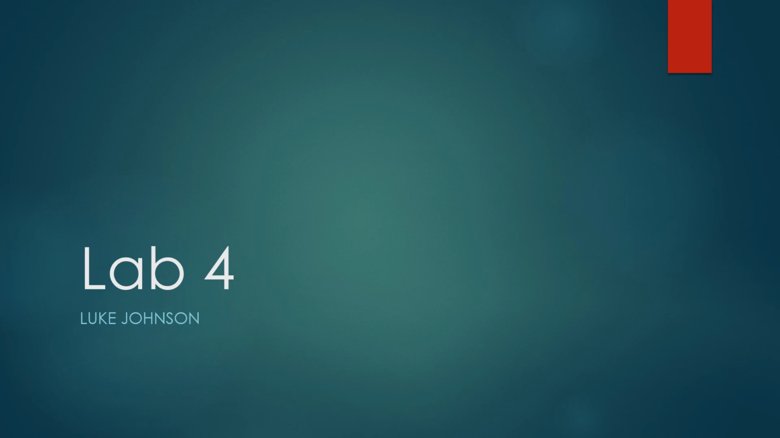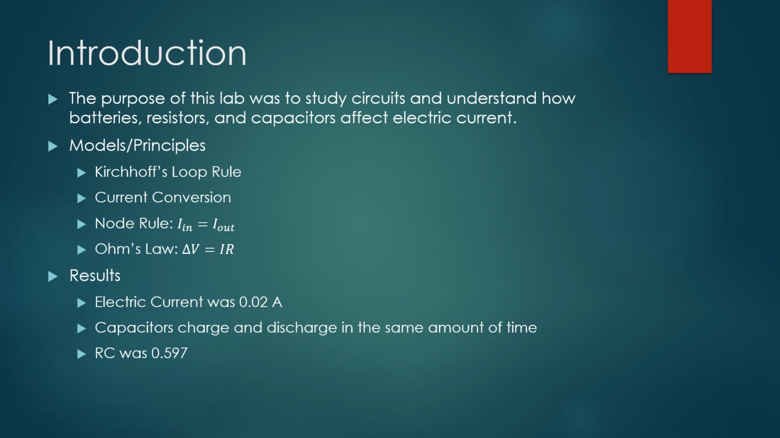This is my Lab 4 presentation. The purpose of this lab was to study circuits and understand how batteries, resistors, and capacitors affect electric current. The main models and principles used were Kirchhoff's loop rule, current conversion, node rule, Ohm's law, and the results were that the electric current for the first experiment was 0.02 amps.